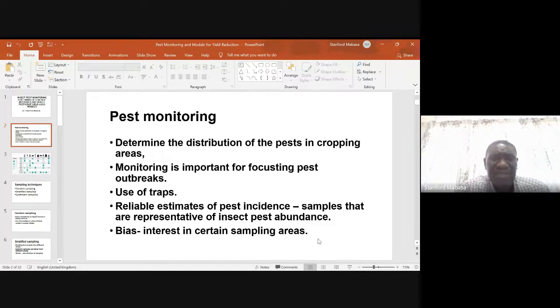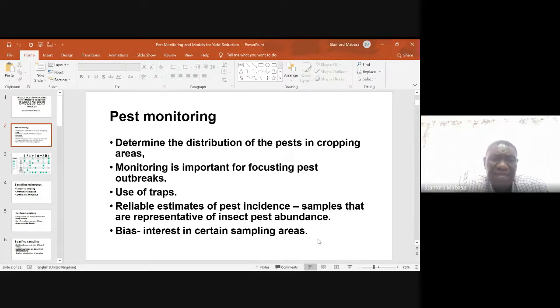So what is pest monitoring or insect pest monitoring? We would want to determine the distribution of pests in cropping areas. We also want to monitor. In fact, the importance of monitoring is that it can be used to forecast pest outbreaks. And we can use things like traps so that we can catch the insect pests.